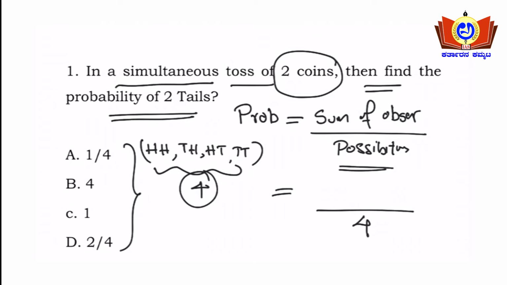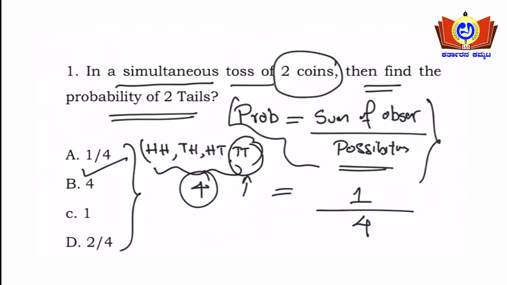Now the question is to find the probability of two tails. Two tails I will get only one time out of four possibilities. So 1 divided by 4 is the answer, and option A is the right answer here. Simple, right? You need to remember the formula in a precise manner. Moving on to the next question.